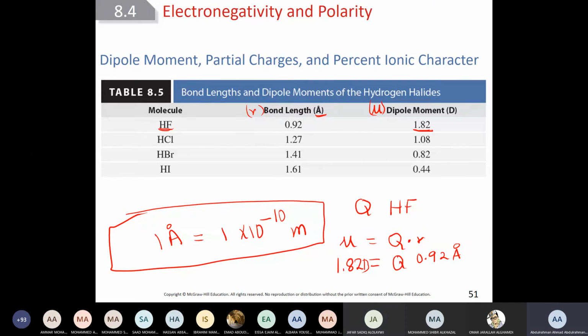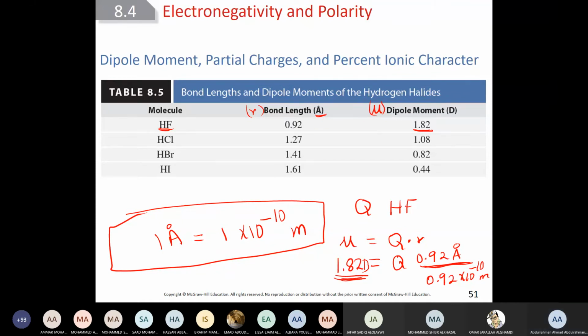How are you going to calculate Q? We need to change this to meter, and then change this to Coulomb meter. How can you change this to meter? 0.92 times 10 to the power minus 10 meter. Good?